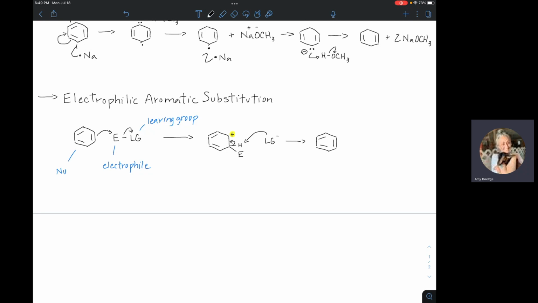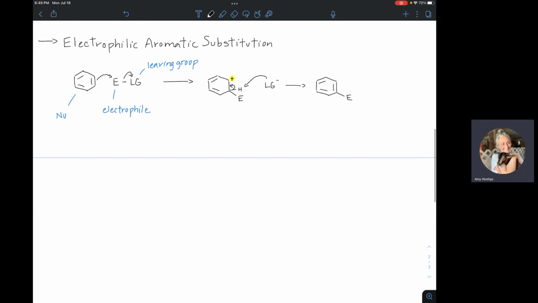So it's not an addition reaction, even though it kind of looks like one, right? We have taken the place of that hydrogen. Every one of those carbons now has a hydrogen, except for the one that has E on it. That's the electrophile. We have substituted that hydrogen for the electrophilic portion of some other molecule. So what types of electrophilic aromatic substitutions are there?